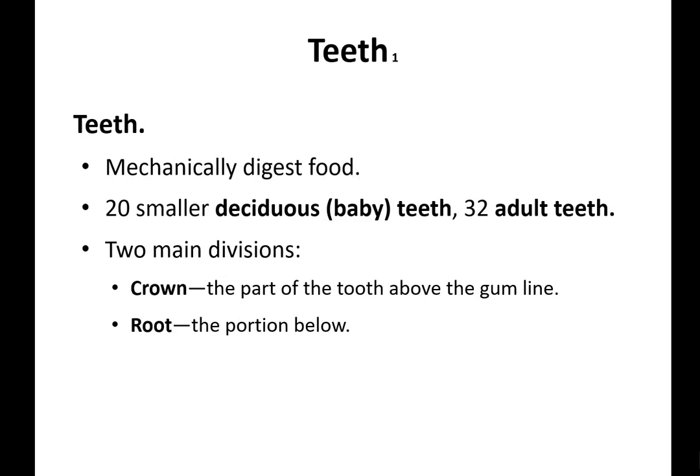Mechanical digestion begins where teeth chew the food, and the tongue forms a bolus for swallowing. There are different types of teeth used to help process food. Each tooth has a crown and a root. The crown is the part of the tooth above the gum line, and the root is the portion below it. There are 32 adult teeth and 20 smaller deciduous baby teeth.